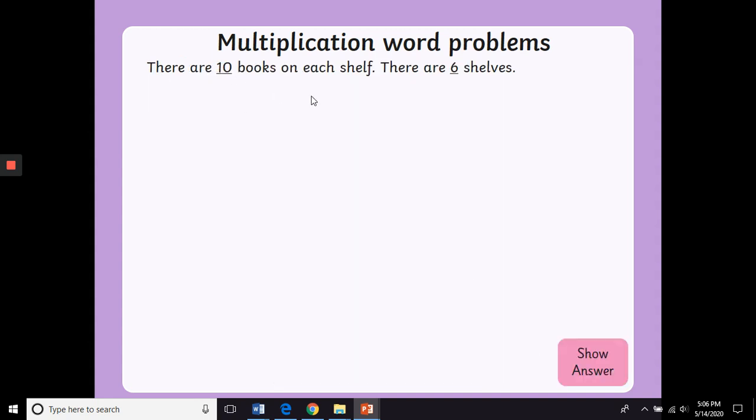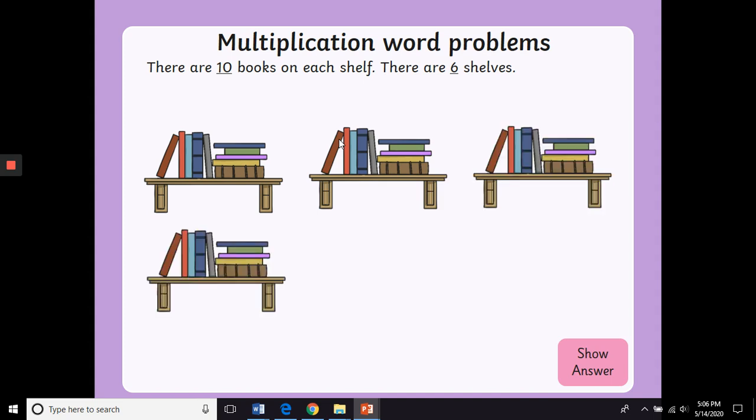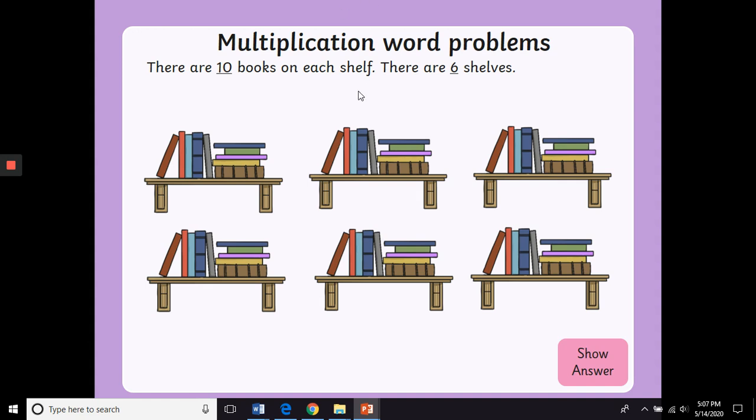There are 10 books on each shelf and there are 6 shelves. How many books are there altogether? So now let's see. Okay. So this is my first shelf, second shelf, third shelf, fourth shelf, fifth and sixth. And how many books are there on each shelf? There are 10 books. So 10 over here, 10 over here, 10 over here.